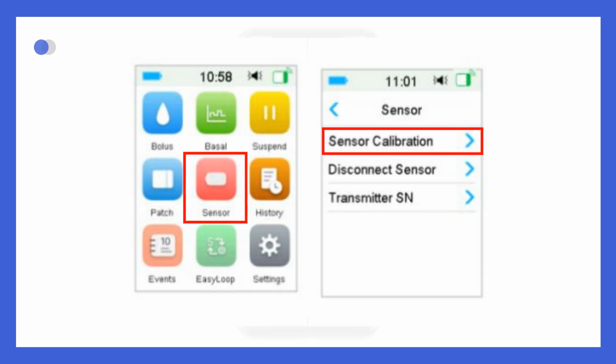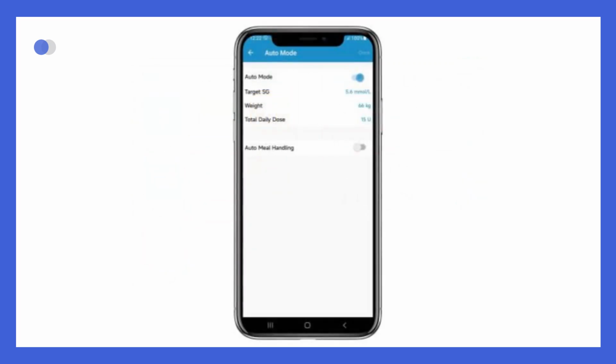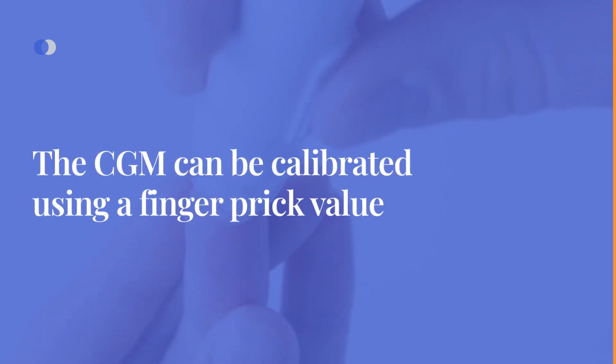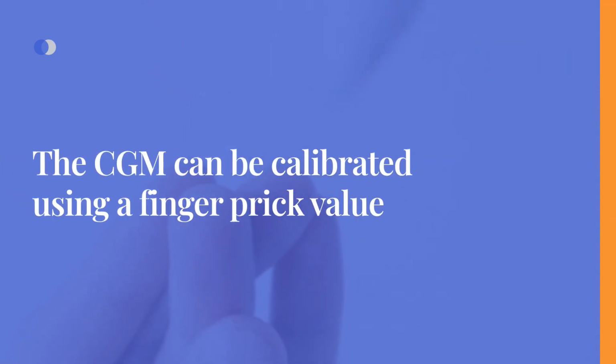If the difference persists, it is best to exit auto mode and consider replacing the sensor. With the TouchCare Nano System, the CGM can be calibrated using a finger prick value. However, calibration should only be done when sensor readings are stable and within range, to avoid introducing further inaccuracy.